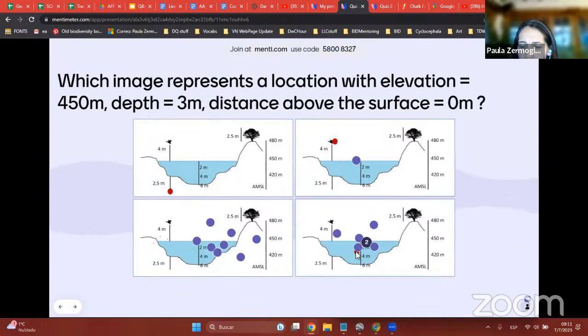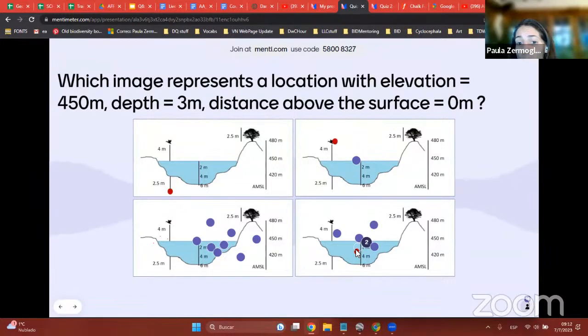And this last one is very tricky because it might seem very similar in some things to the previous one, but let's look at it in detail. So for this one, again, our elevation is measured with respect to our vertical datum. In this case, we're going to take the elevation of the surface of the lake, which is 450. We are indeed at a depth of 3 meters. We're underwater 3 meters. So we're fine up to there. And now we have to understand distance above the surface.